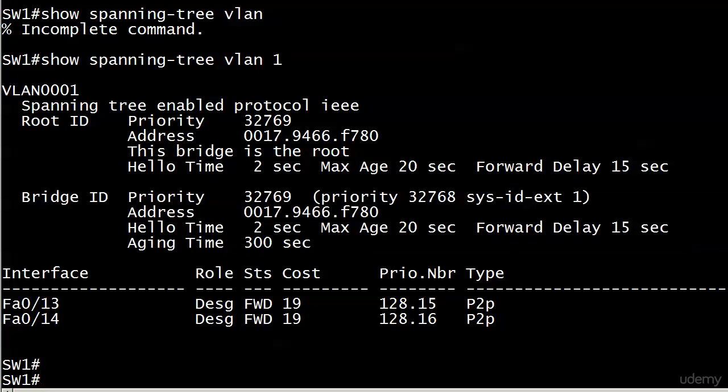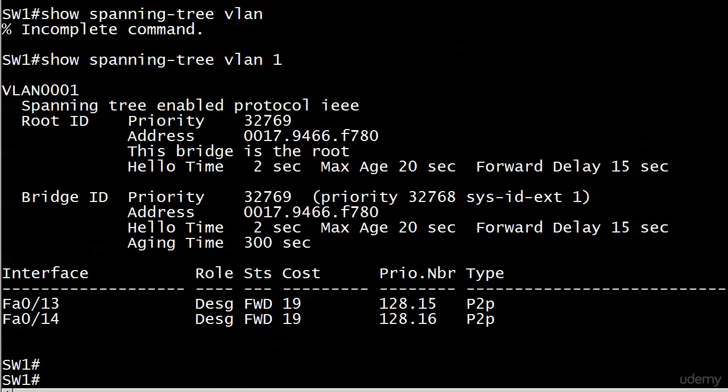Now, notice here there are some similarities. That means that we are indeed on the root. Now, I know you're looking at this and you're saying, well, Chris, it says this bridge is the root. Exactly how many more ways do I have to figure this out? I would know three of them. I would know three other ways to do this.